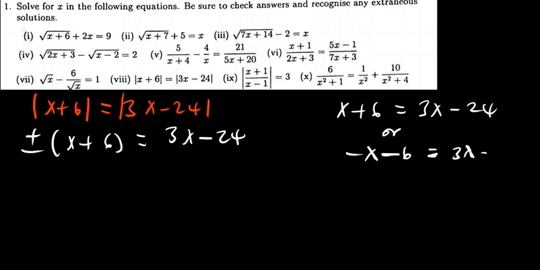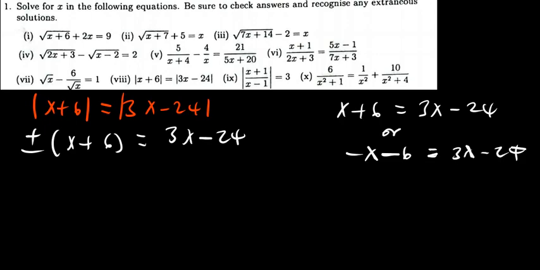The next thing here is that I've got two cases. I multiply first by positive, which gives x plus 6 is equal to 3x minus 24. If I multiply by negative, the other one is going to be negative x minus 6 is equal to 3x minus 24.